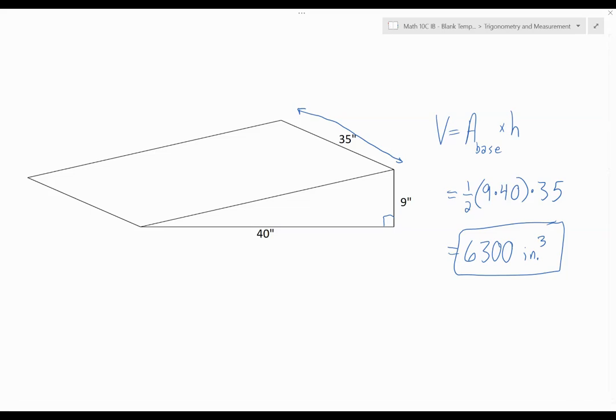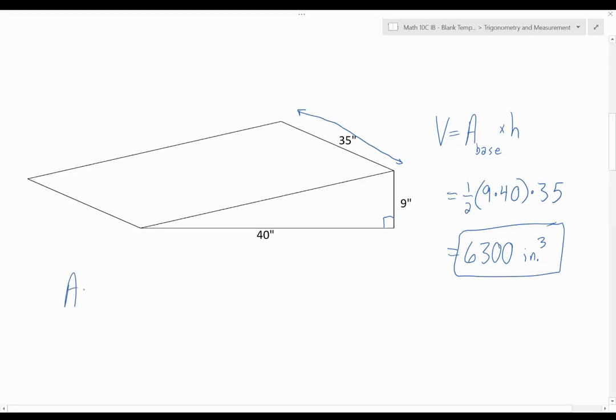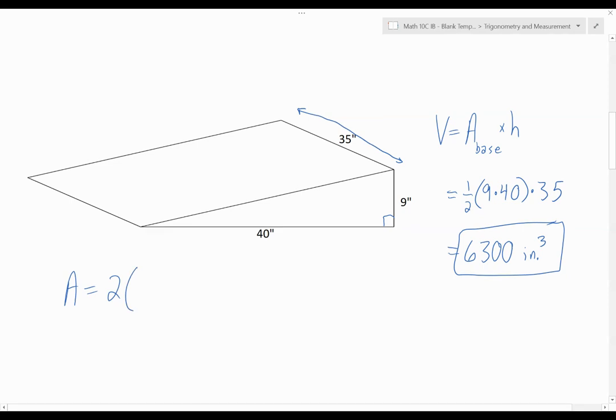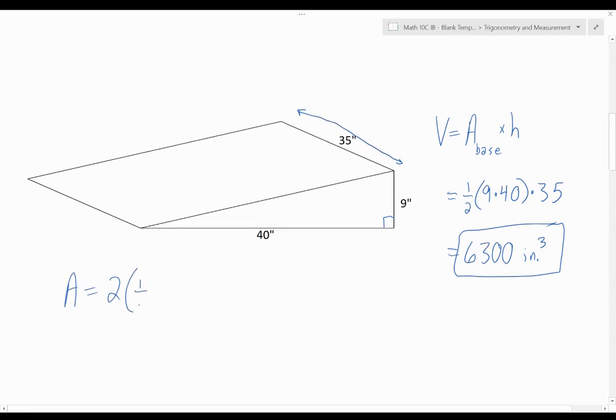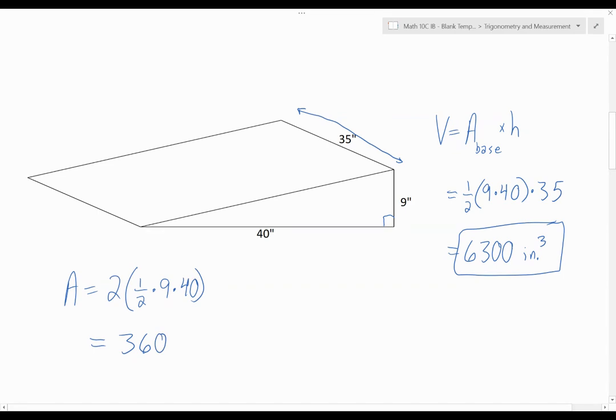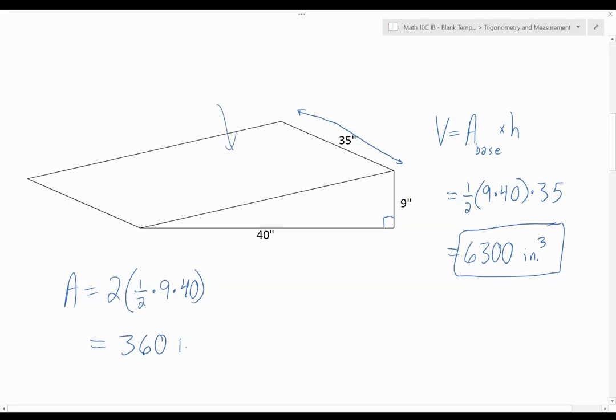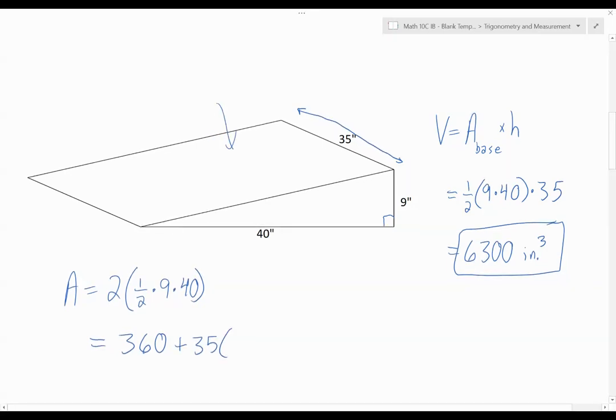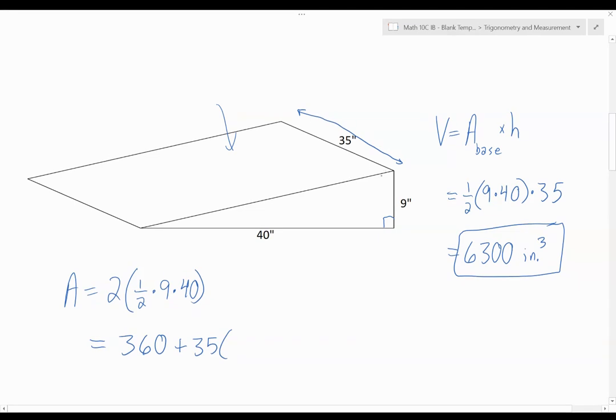If I want the surface area, I'm going to have to think about the shapes that I have. Now, I do have 2 triangles, so that's a pretty straightforward one. The triangles are going to be 2 times the base triangle, which is 1/2 times 9 times 40. So 1/2 times 9 times 40 is 360, but I multiply it by 2. All right, so then the other faces. At the top here, this rectangle is 35 times this length, which I don't currently know.